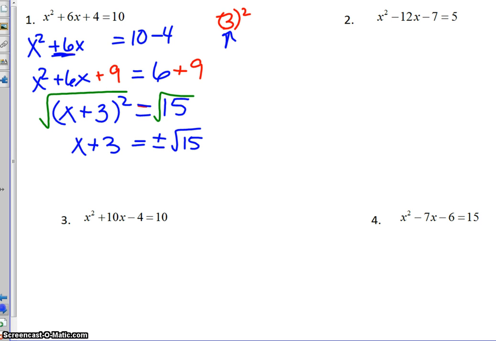Well, square root of 15 does not have a nice answer. It's a decimal answer. So I'm just going to leave it as square root of 15, and I'm going to write it as negative 3 plus or minus the square root of 15.